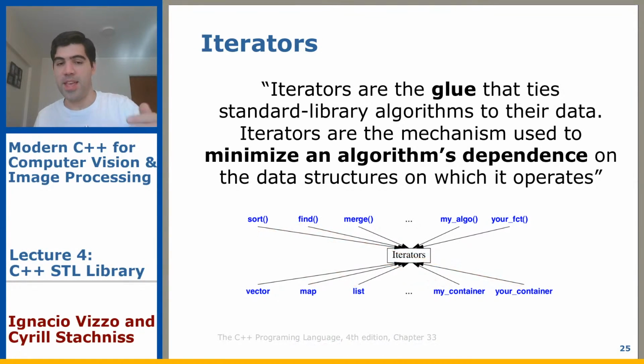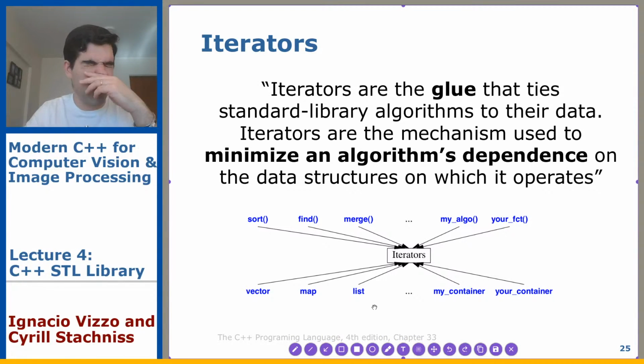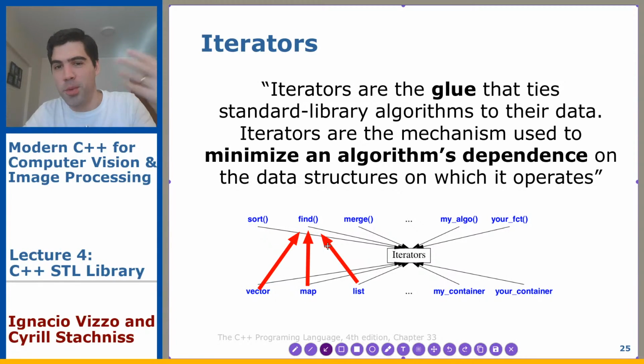And let's pretend that you also want to, for example, do a find. So you want to find an element in the container, and instead of using iterators, you will write one function for vector, one function for map, one for list, and so on. So you get the point, I guess.